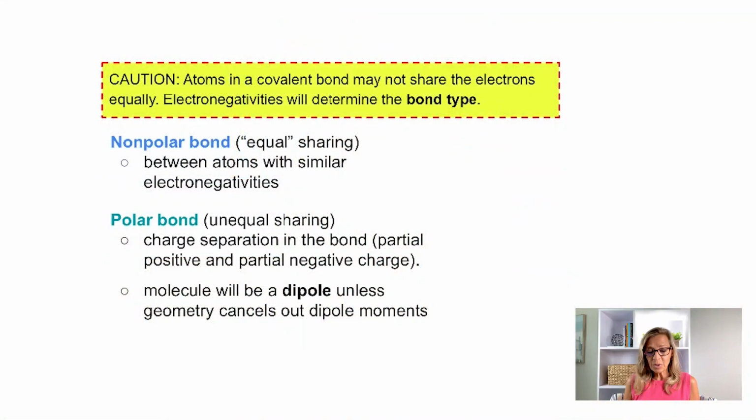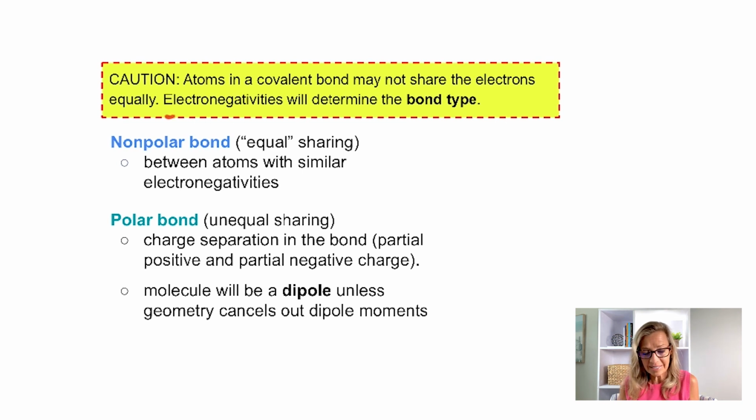All covalent bonds are not the same. Some are polar and some are nonpolar. Let me show you how to distinguish between the two types of bonds. Atoms in covalent bonds may share electrons equally or not equally. And this is where electronegativity comes in.